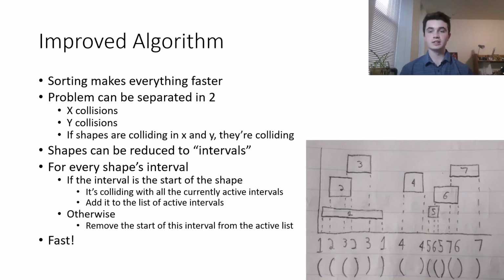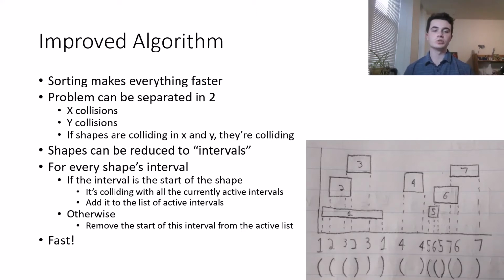The key concept here is that sorting makes everything faster. Comparison-based sorting has a lower limit of big O of n log n time, which is significantly faster than big O of n squared. And this will actually be the limiting time for my entire algorithm. So it should be significantly faster in the long run. The problem can be separated into two subproblems: detecting x collisions and detecting y collisions. And if shapes are colliding in both the x and y directions, we know that they're colliding in general.